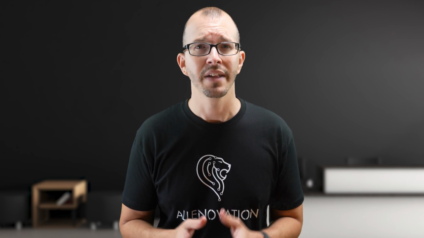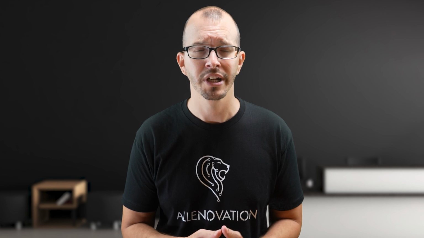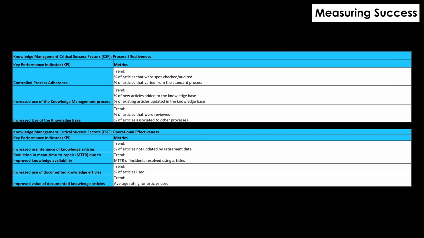Additionally, it's important to identify key performance indicators, or KPIs, that are tied closely to critical success factors related to process and operational effectiveness. For example, let's say you have a KPI focused on increased usage of the knowledge base from a process perspective. Metrics that would support that would be trend data that shows the percentage of articles that were reviewed and a percentage of articles associated with other process records. If you were interested in that same KPI, but from an operational perspective, then you would utilize a report that shows you the percentage of articles used. For example, service desk agents attaching knowledge to incidents.